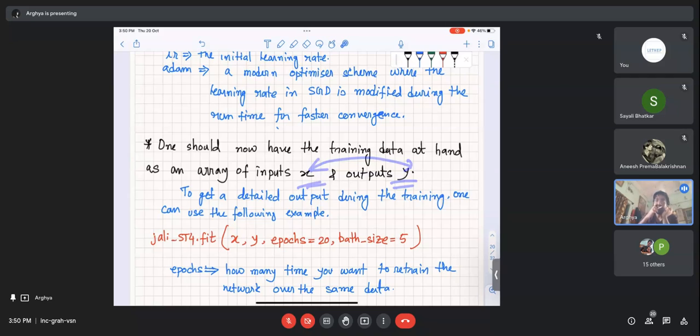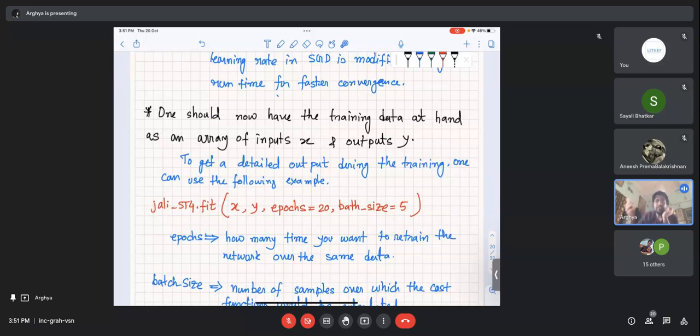Okay, they're formatted like this. So that means the first data in X and the first data in Y correspond to each other. There are several ways to do this training, but I would suggest just using .fit.